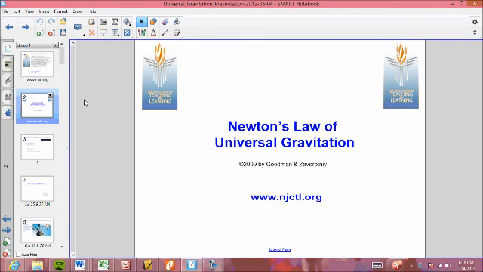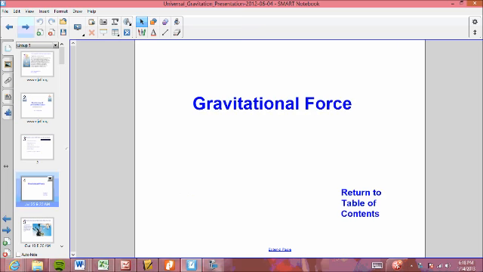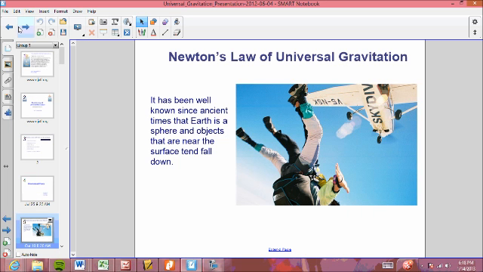Newton's law of universal gravitation. Gravitational force. Alright, so it has been well known since ancient times that Earth is a sphere and objects that are near the surface tend to fall down.